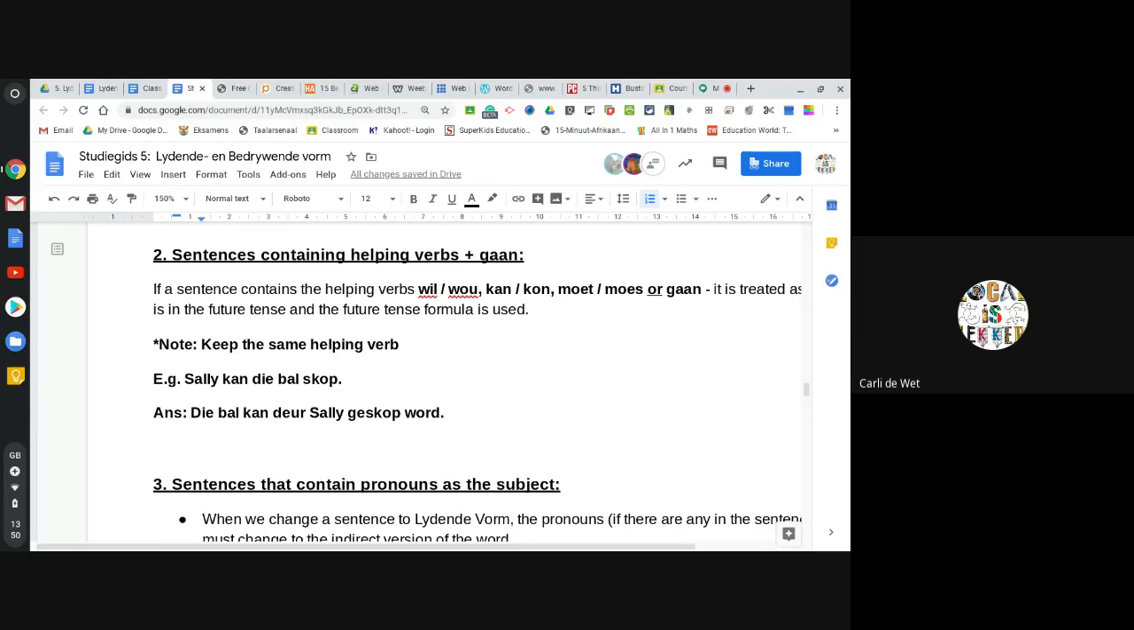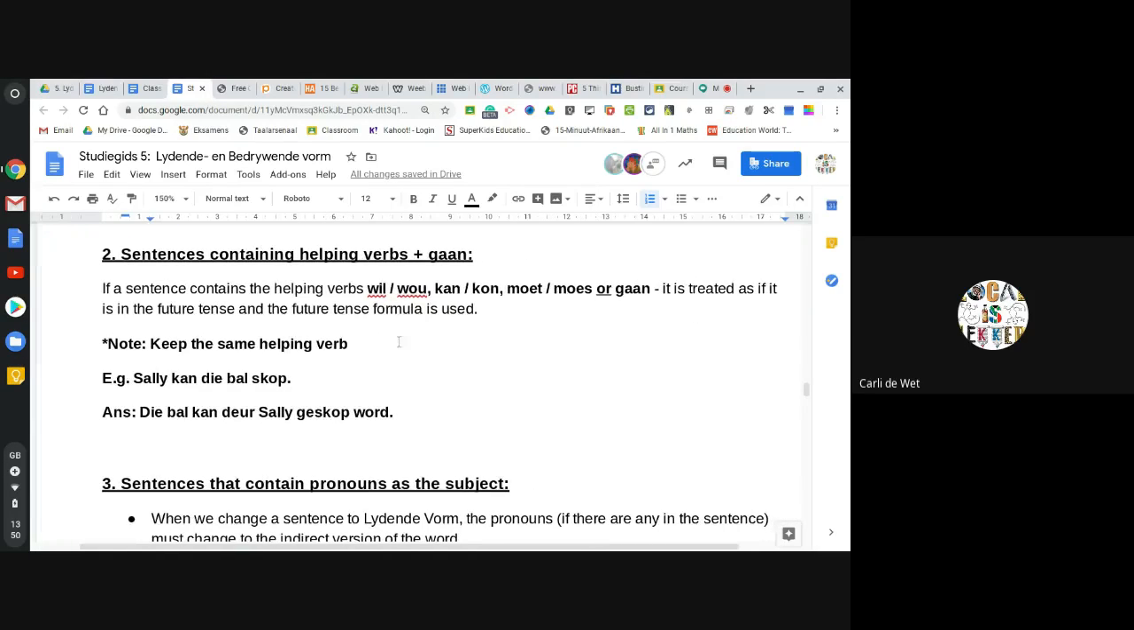Hier sê ek vir jou by punt 2, maak nie saak wat se help verb jy kry nie. Wil, wou, kan, kon, moet, moes, gaan. All of them are treated as if it's future tense because they all take the future tense formula. The only one that doesn't take the future tense formula is what? Het. Het change to is.